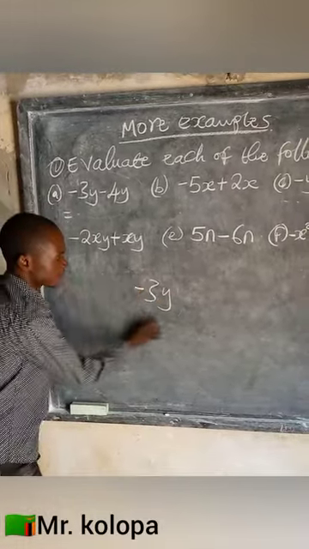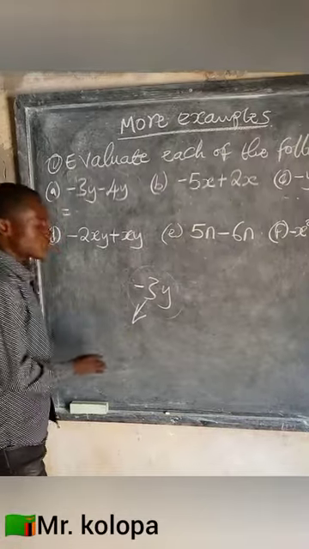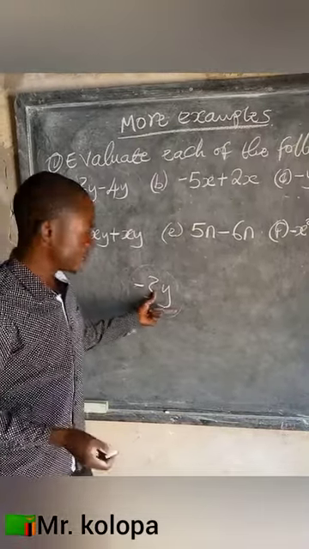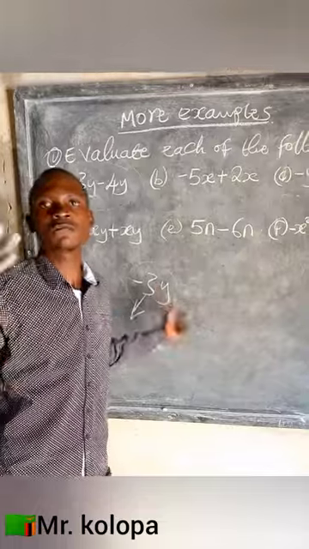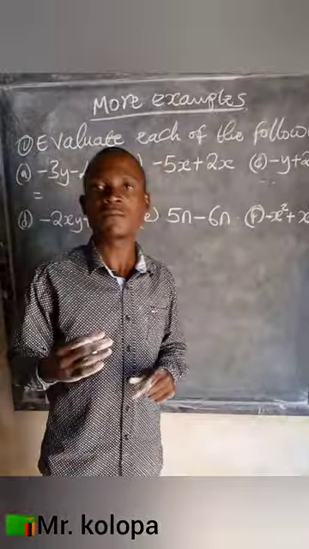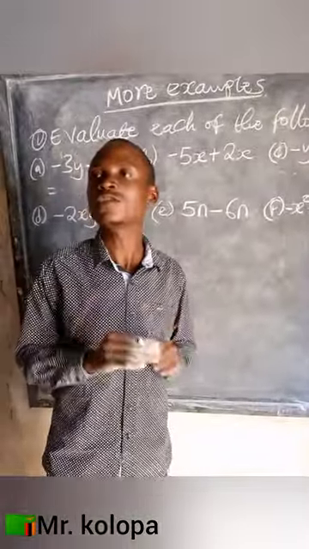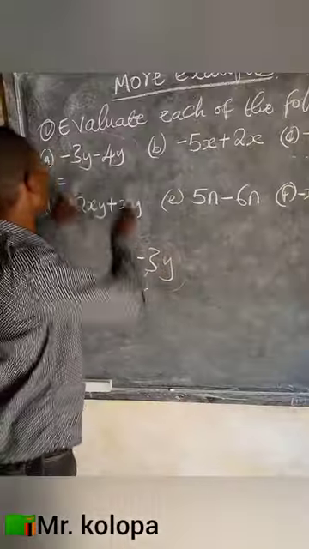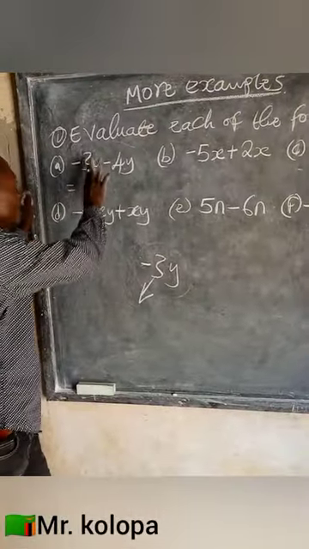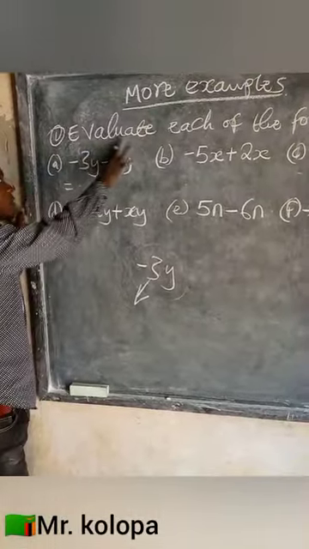So if you look at this, the number is called coefficient. Then the letter is called a variable. So we have just added a variable. A variable is a letter which is in front of the number. So we have added the variables here. So let's try to evaluate.